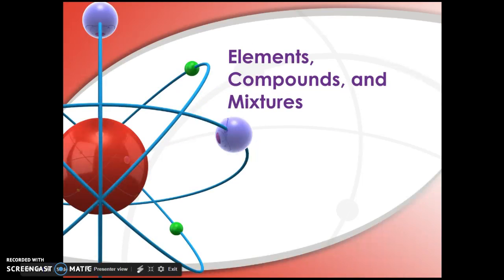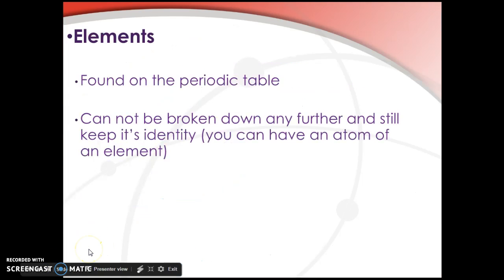Okay, so now we're going to go over elements, compounds, and mixtures. So you guys should have a pretty good hold on what a mixture is from our first 2 units. You guys know about elements because they're on the periodic table. You can't break them down any further. So the smallest part of an element is an atom of that element. That's the only way it keeps its identity, because as we learned, atoms have a certain number of protons. If you change that number, you are changing the element, and that is not okay. You are changing the identity.